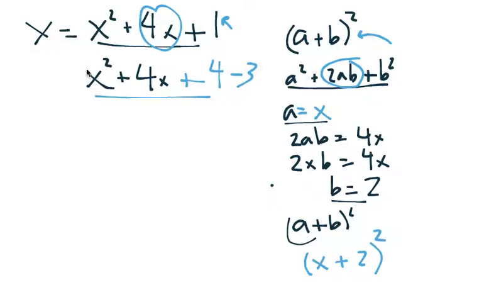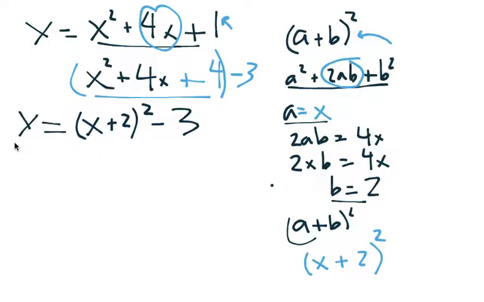So now I can put this into the binomial and rewrite this as x plus 2 quantity squared, and then this minus 3. And that is the rewritten form. So this is the vertex form of this equation here. And you notice there's no a value. The a value is actually just 1 because there's no stretch anywhere in the original equation.